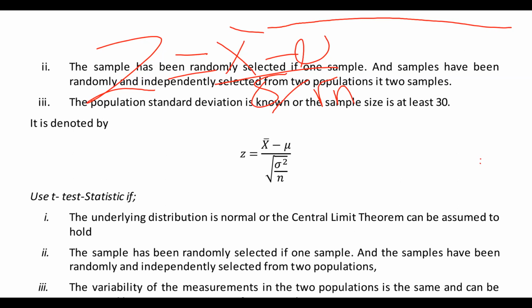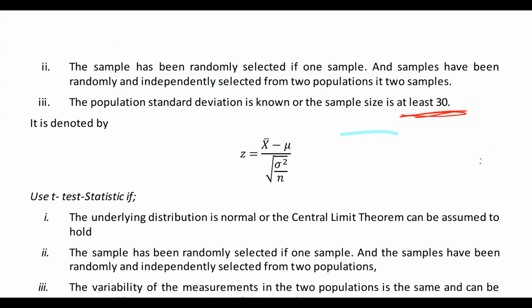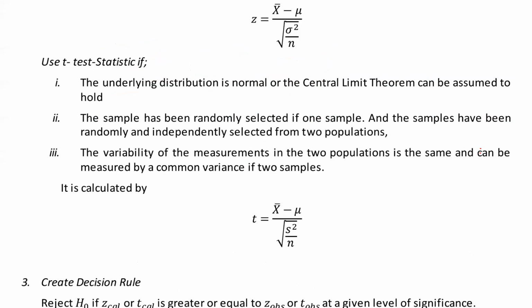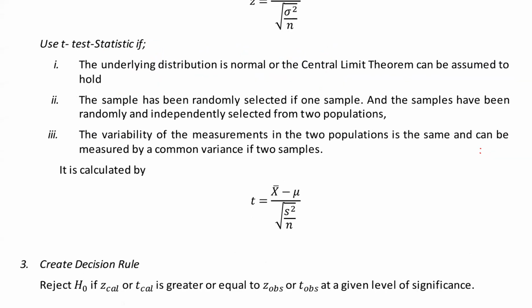We use the Z statistics when the sample size is at least 30, meaning it is greater than what? It is greater than 30. It is equal to 30 or greater than 30. That's when you use this Z statistics. We'll show you how to make the calculations very soon and quickly.